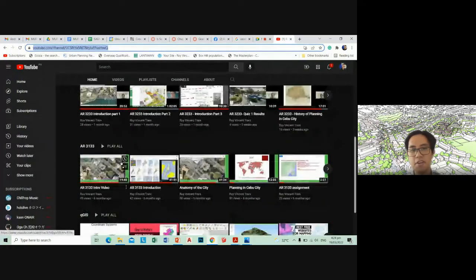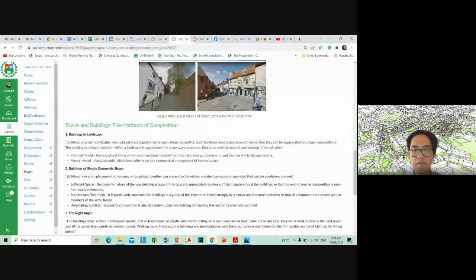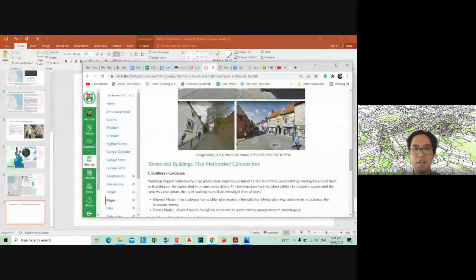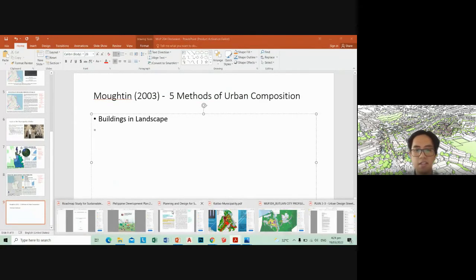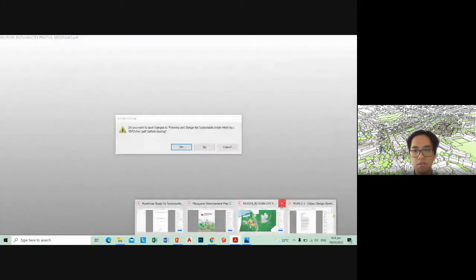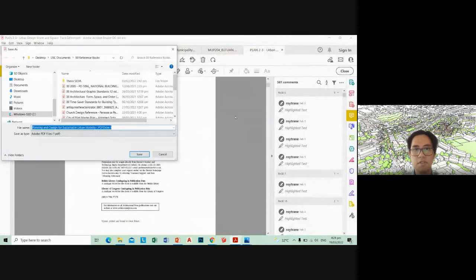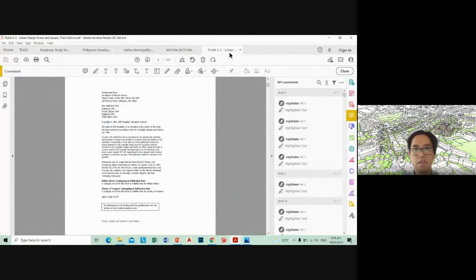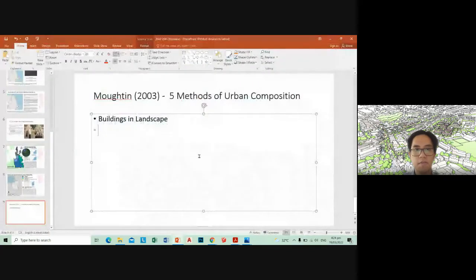I'm organizing my lectures. Now we can also look at lectures from urban planning and other QGIS videos. Anyway, there are five methods of composition. Buildings and landscape is a bit more abstract because we're talking about aesthetics. We'll close this, and yes, reference books. Save. Okay, we'll leave that open.